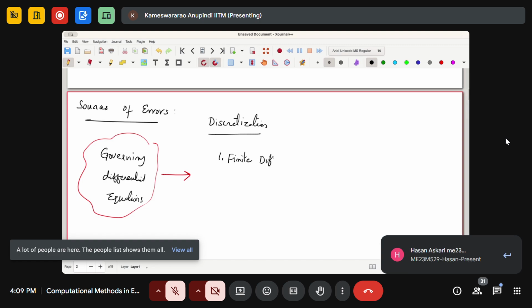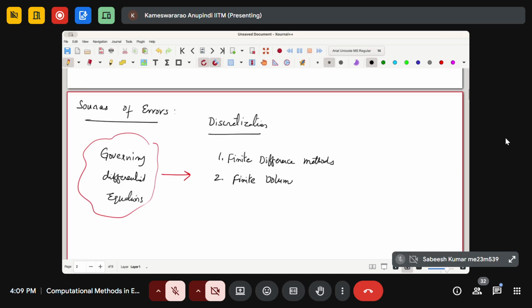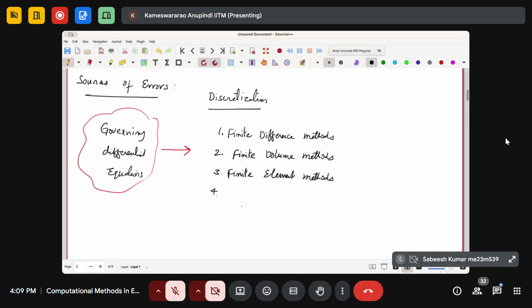These are known as the finite difference methods, or you have finite volume methods, or you have finite element methods. If you're using solid mechanics, finite element is much more used. And then you also have other methods such as the spectral methods, and you have some methods that are known as the pseudo spectral methods. And then many other types are available.